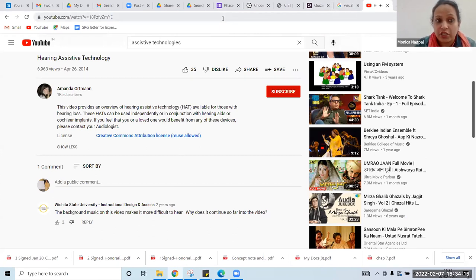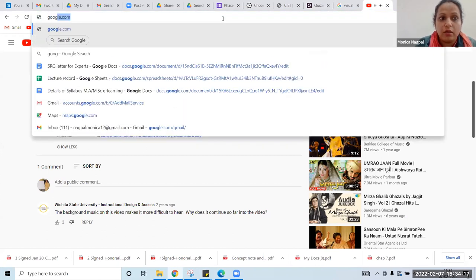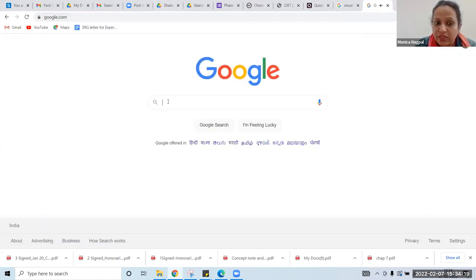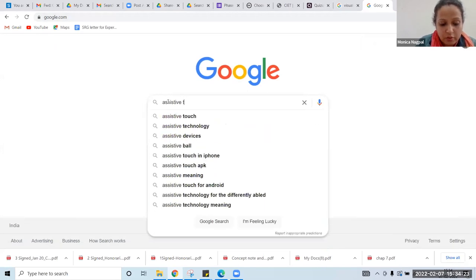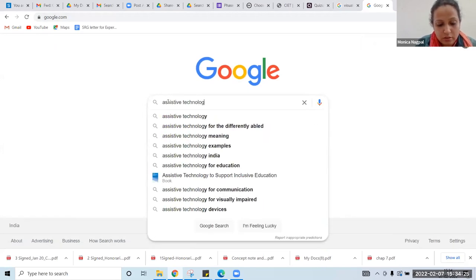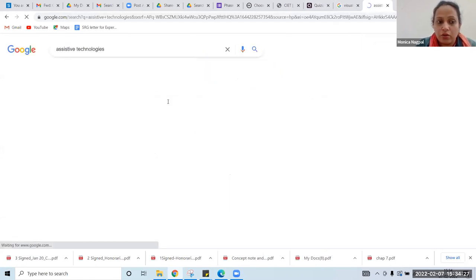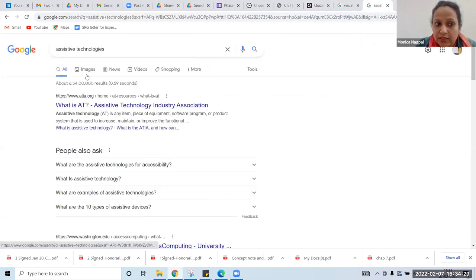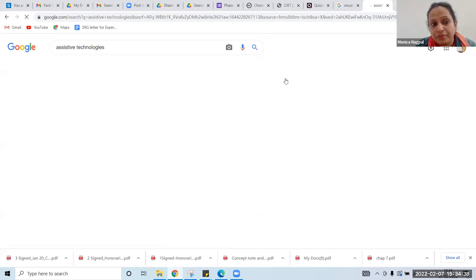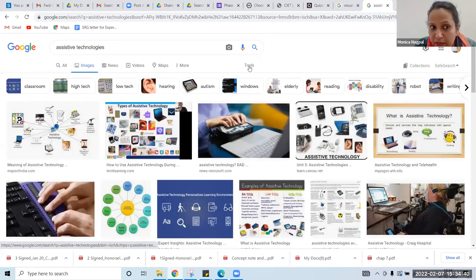Now, while searching on Google, for example, I'm searching assistive technologies. So here a lot of material is coming. What I can do is go to Tools. No, not here. I'll go to Images first. In Images, this is a Tools option here.